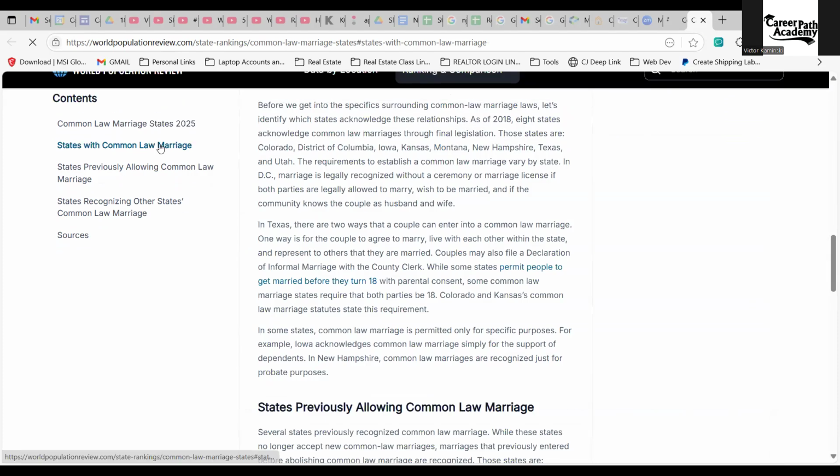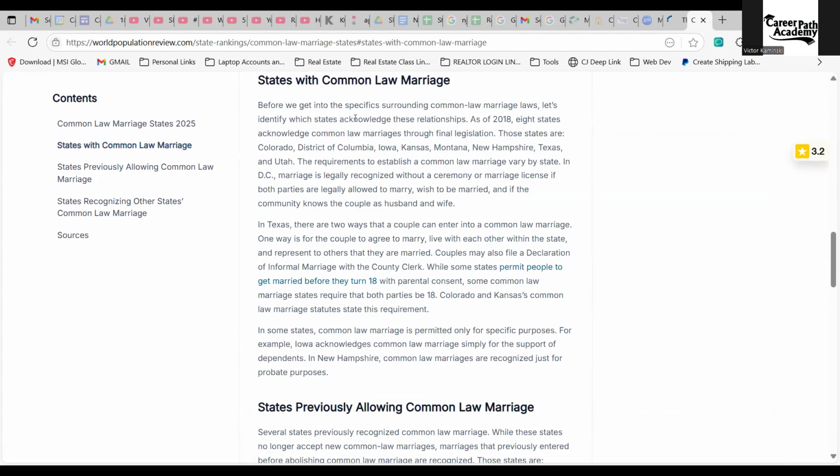Let's see, what states have common law marriage still? So, as of 2018, 8 states acknowledge common law marriages through final legislation. Those states are Colorado, District of Columbia, Iowa, Kansas, Montana, New Hampshire, Texas, and Utah. The requirements to establish common law marriage vary by state.